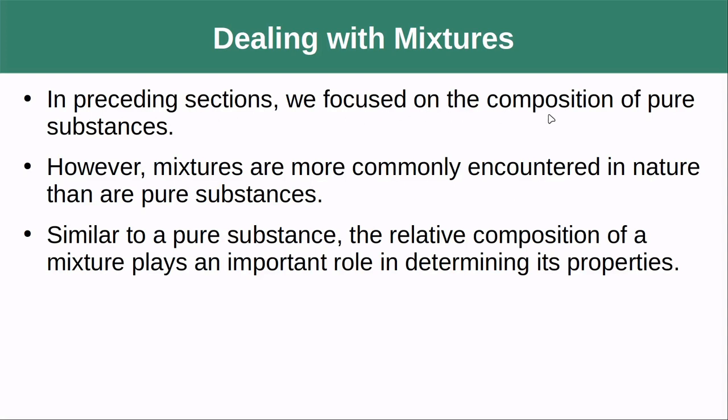So far we've been talking a lot about the composition of pure substances. However, there are very few pure substances that we interact with on a regular basis. Typically, we're going to see mixtures, which is where we have one or more pure substances mixed together. But similar to pure substances, we still need to have some sense of the relative composition of a mixture, because it's going to play an important role in determining its properties. Knowing how much of each different pure substance is in the mixture is going to determine what that mixture looks like and how it behaves.